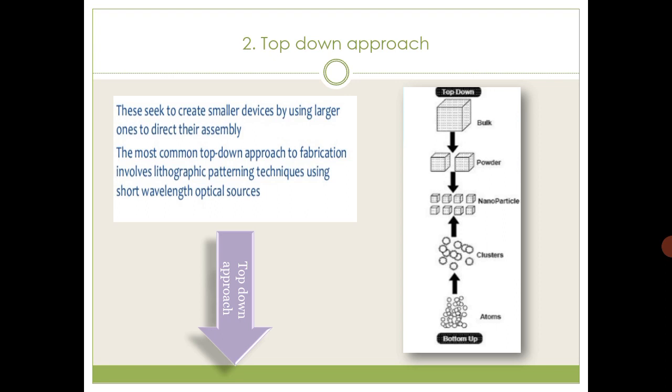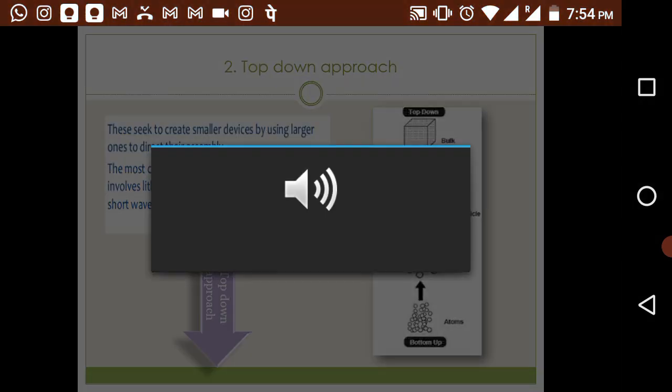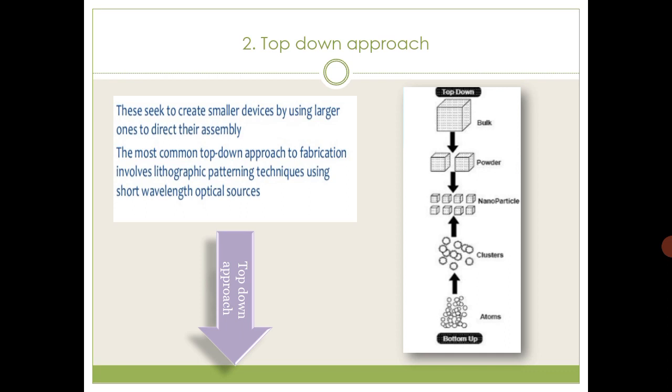The most common top-down approaches to fabrication involve lithographic patterning techniques with the help of short wavelength optical sources. As you can see, this arrow is pointed downwards, whereas in the bottom up approach the arrow was pointed upwards, indicating that smaller compounds are used to produce the bigger complex product. So this is the top down approach.